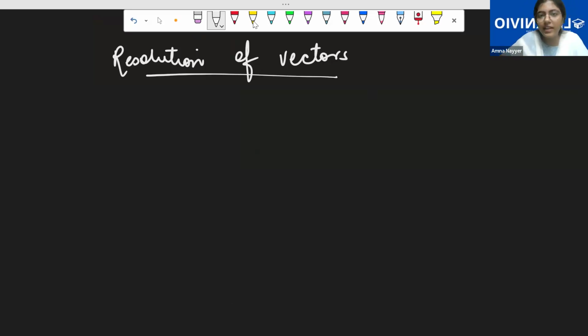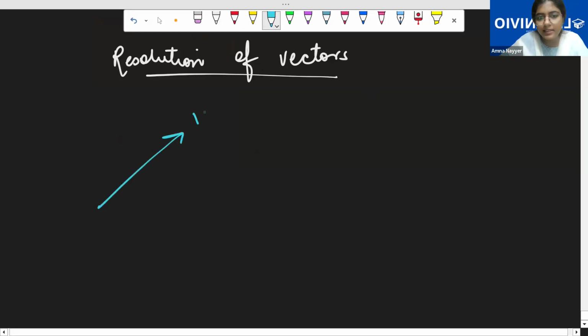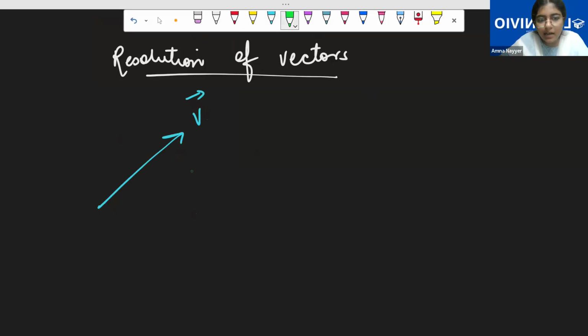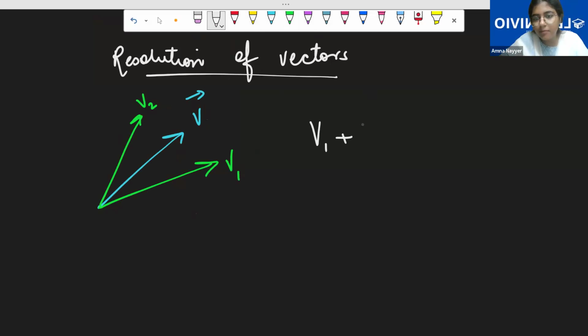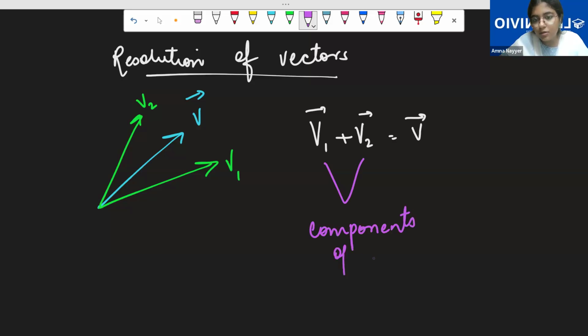So see, resolution of vectors basically means, let's say I have a main vector. Let's say this is some vector V. Now it's splitting our main vector into its various components. Let's say this is its component 1, this is its component 2. Means when I add V1 plus V2 vectorially, I should get my vector V back. So in this case, these become the components of the main vector.